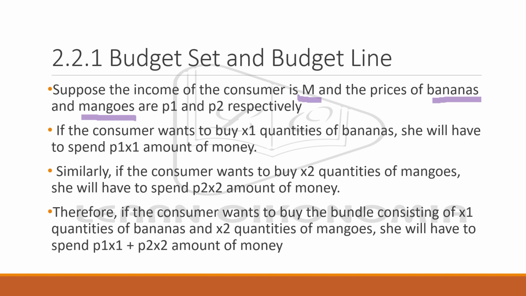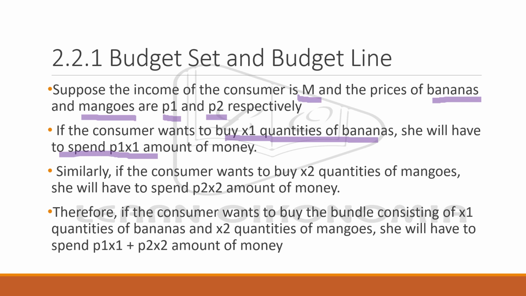These two commodities will also have some prices. The price of bananas can be considered as P1 and the price of mangoes as P2. So there is a consumer with some income, and there are two commodities, bananas and mangoes, each with some price, P1 and P2. Now, if the consumer wants to buy X1 quantities of bananas, the person will be spending some money which would be equal to P1 X1.